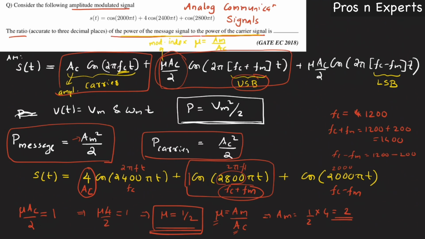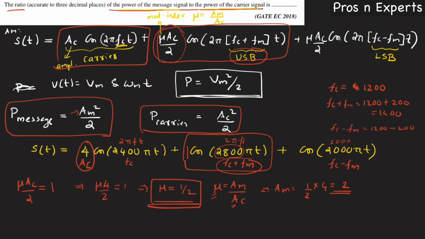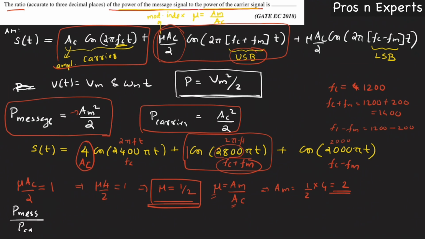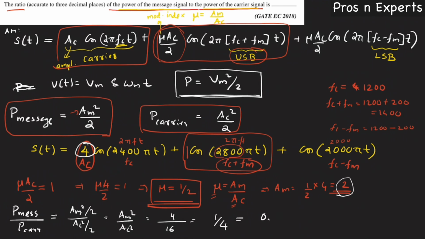Now what we are asked to find out is the ratio of the power of the message signal to the power of the carrier signal. So P message to P carrier is equal to Am square by 2 divided by AC square by 2, which equals Am square by AC square. Am is equal to 2, so 2 square equals 4, divided by AC square, which is 16. That is 1 by 4, which equals 0.25. So the correct answer for this question is 0.25.